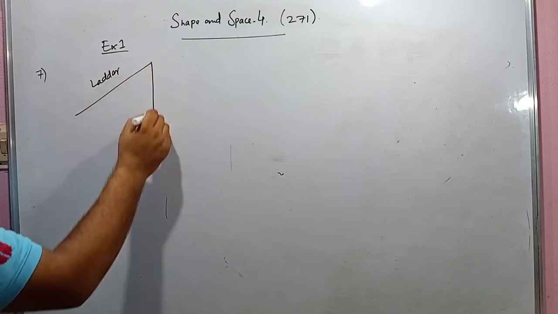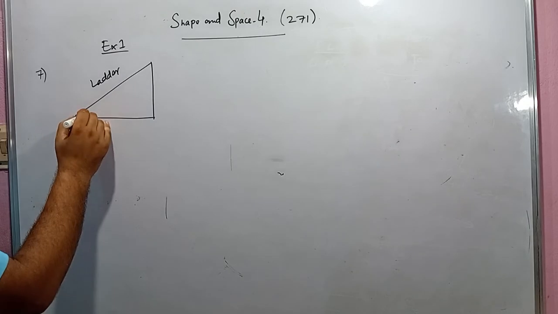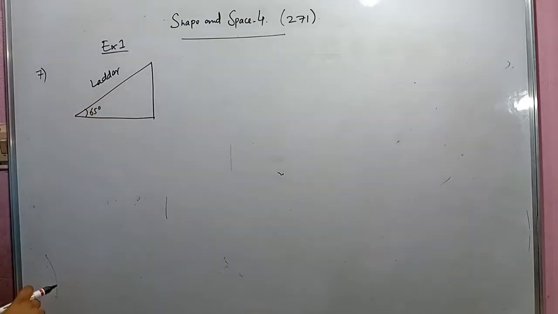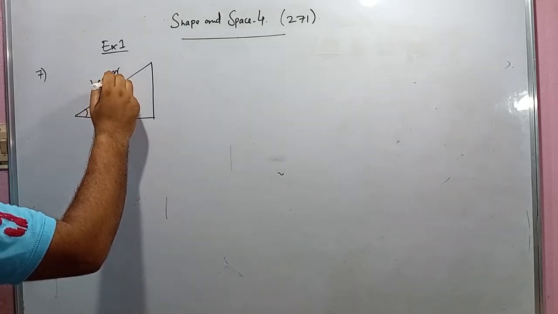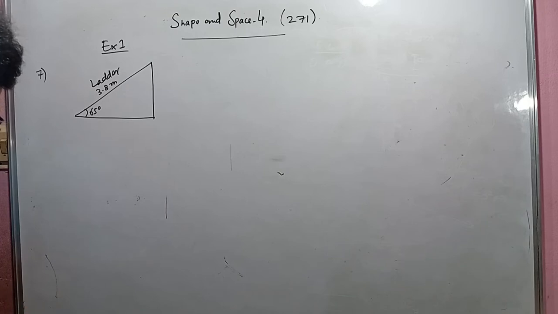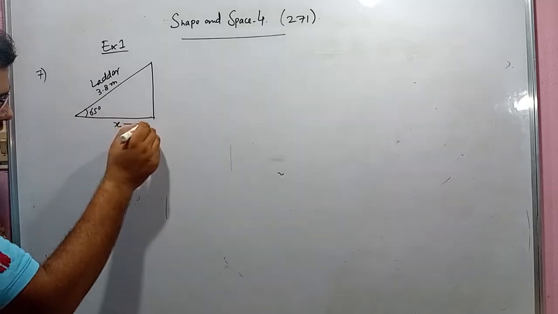So this is the vertical wall. It makes an angle of 65 degrees at its foot. You can see the ladder is how much? It is 3.8 meters long. And we need to find the distance of the base of the ladder from the wall. The base of the ladder is this from the wall. We need to find this x.